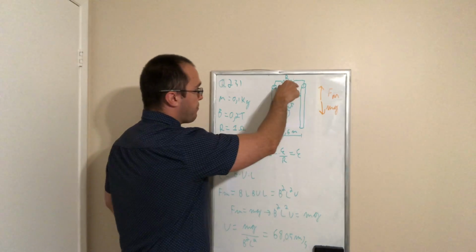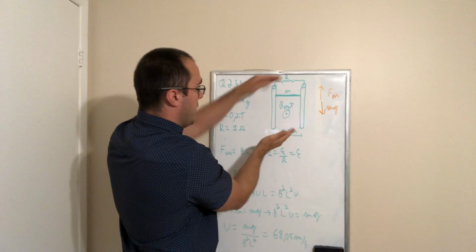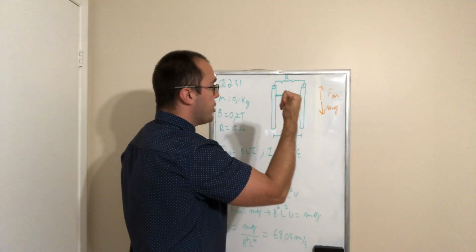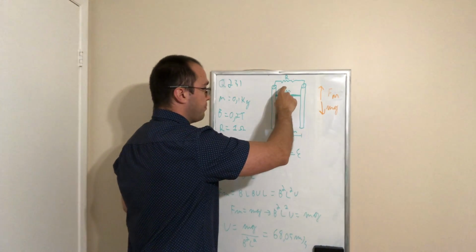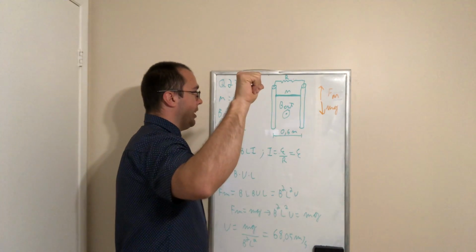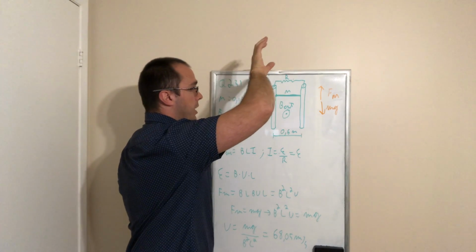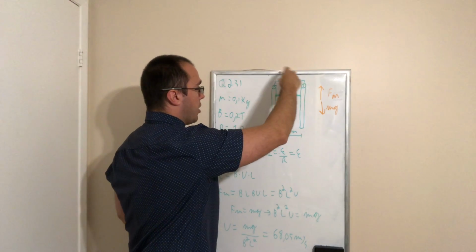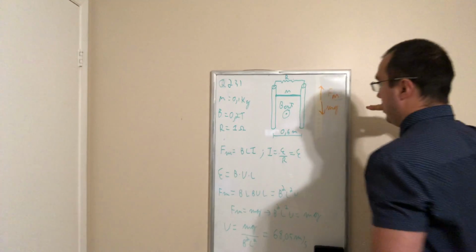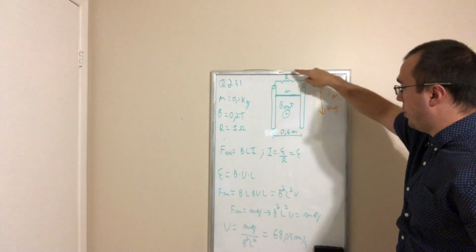So once the rod starts falling down, the area is increasing. The number of field lines going out of the board is increasing, which means that our closed loop will react by creating a magnetic field inside, pointing into the board. That will create a current going clockwise, so that means the current will go that way.